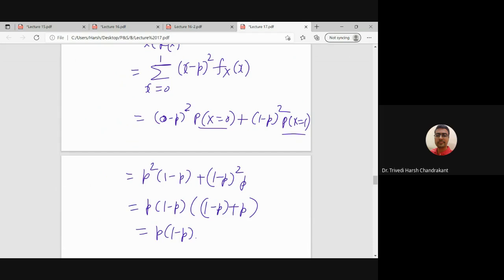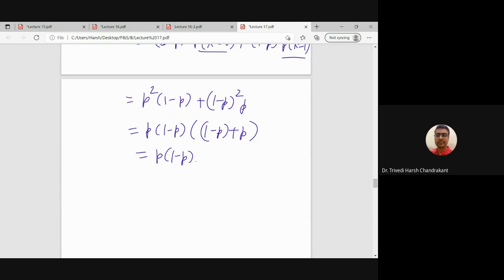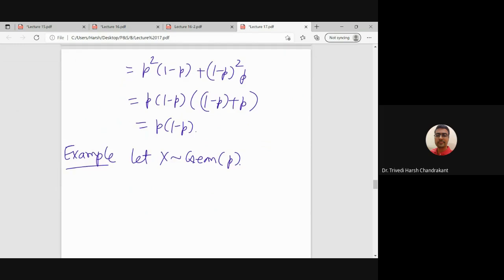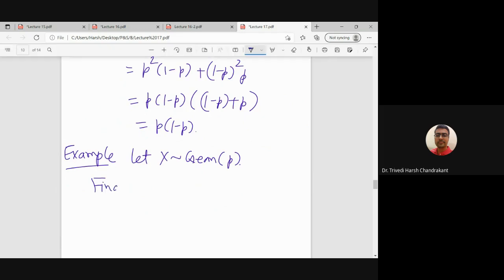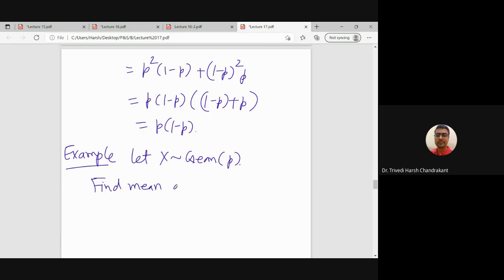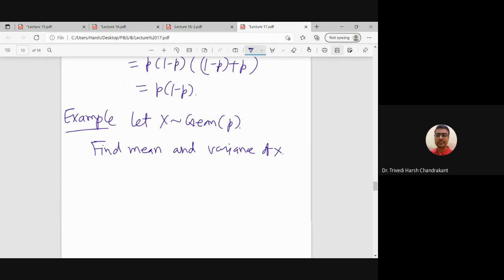Now let us find the variance of the geometric random variable. So, example: let x be the geometric random variable with probability of success p, and the question is to find the mean and variance of x.